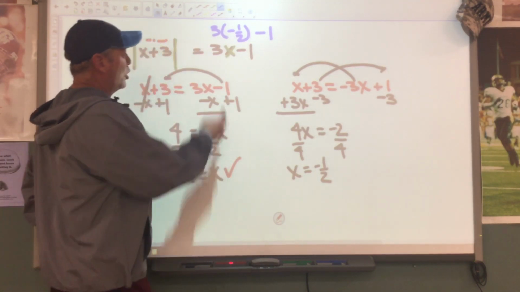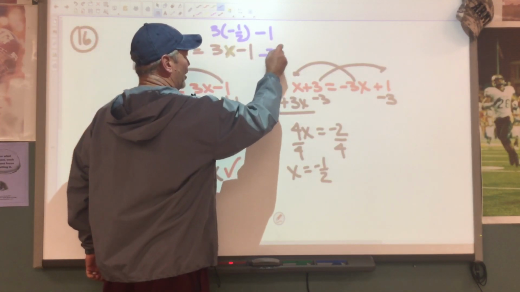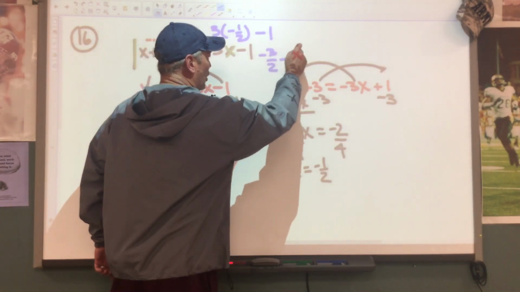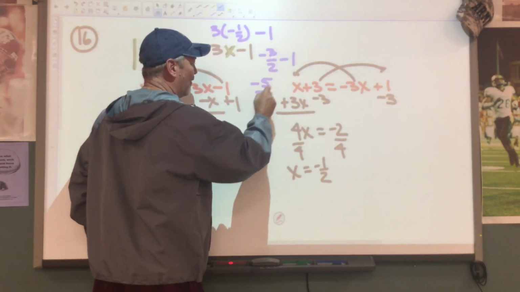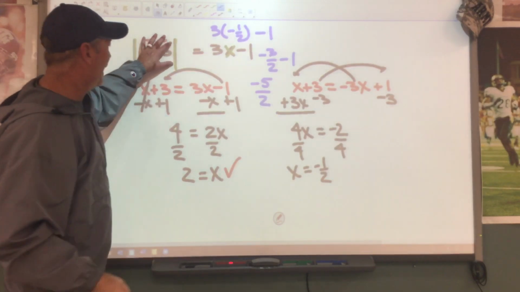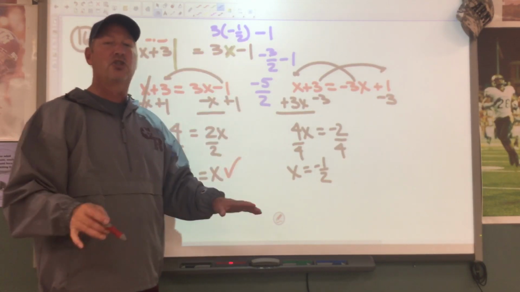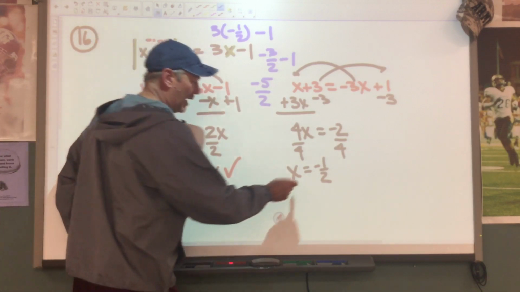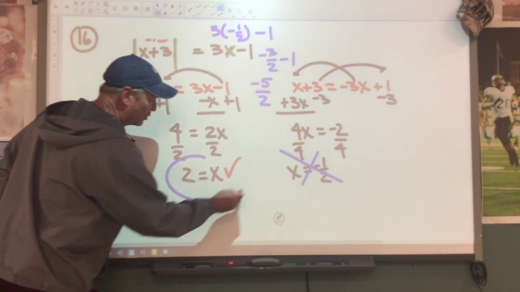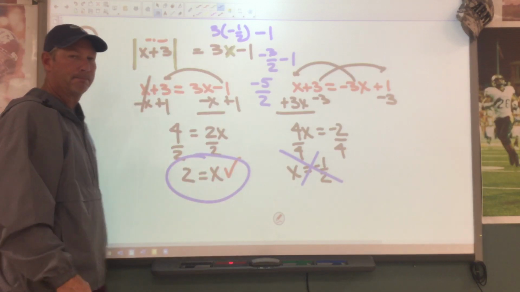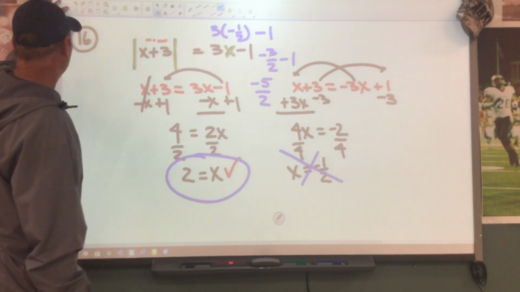Okay? 3 times negative 1/2 is a negative 3 over 2. When you subtract 1, that's going to equal a negative 5 over 2. Can my absolute value equal a negative number? Your answer should be no, which cancels out this answer because it's extraneous. This is the only good answer that you should write in the blank. Okay? Yay. All right, going on.